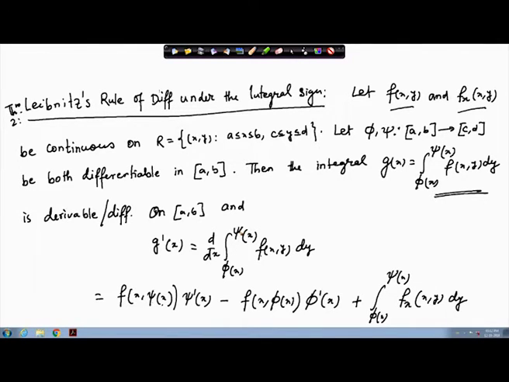So, which is basically our theorem 1 for differentiation under the integral sign. Remember, theorem 1 dealt with constant limits. That means both the limits, lower and upper, were constant in theorem 1, and in theorem 2 both the limits are functions of x. So this is the general rule of differentiation under the integral sign, sometimes also called the Leibniz rule of differentiation.